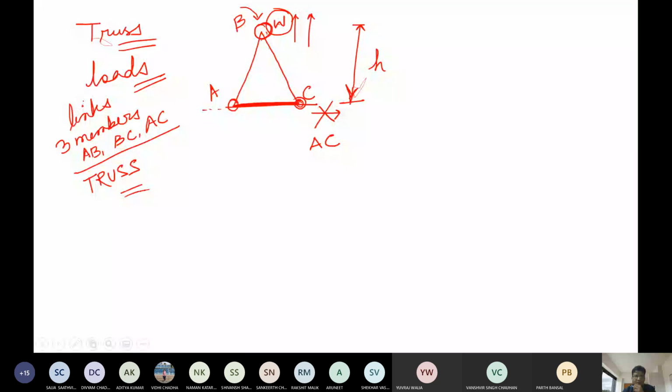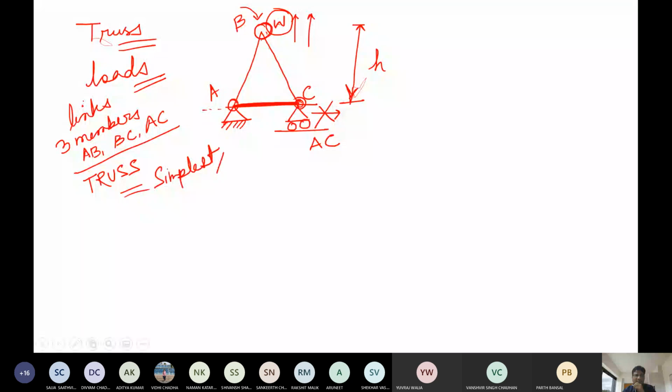And of course, it is not just kept here on the ground. We have got certain supports here. All of you have studied the hinge support and roller support. So on one side we have a hinge, and on the other side we have a roller support. Such a structure which is used for carrying loads is called a truss, and this is one of the simplest possible trusses, a triangular truss.